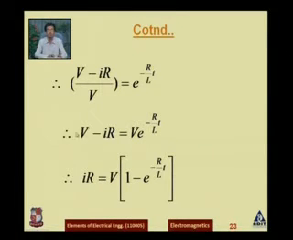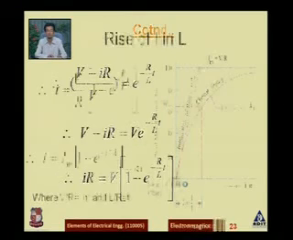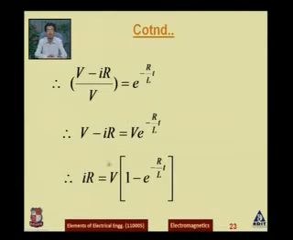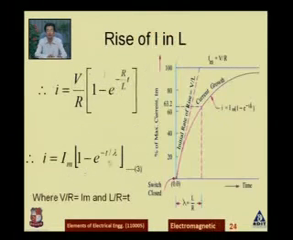So again we can put this V in the right hand side. So what will happen in the left hand side? It will be IR, and if we consider V as a common, it will be V in bracket 1 minus E raised to minus R by L into T. So we can say that I is equal to V by R, because this R is put in the denominator, so I is equal to V by R in bracket 1 minus E raised to minus R by L into T.